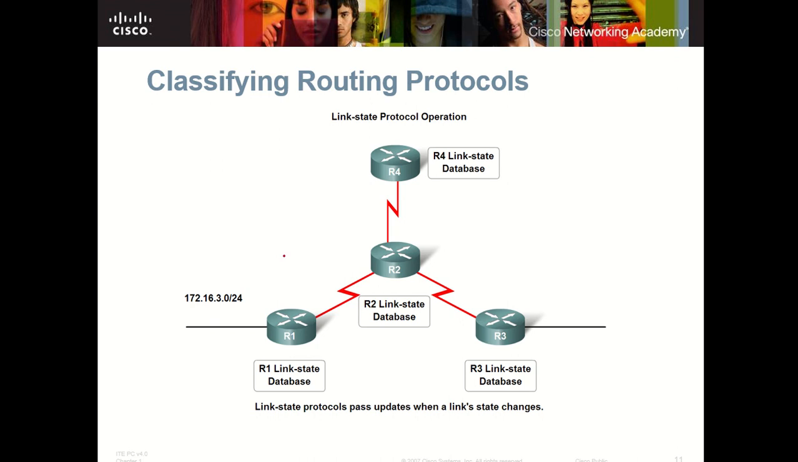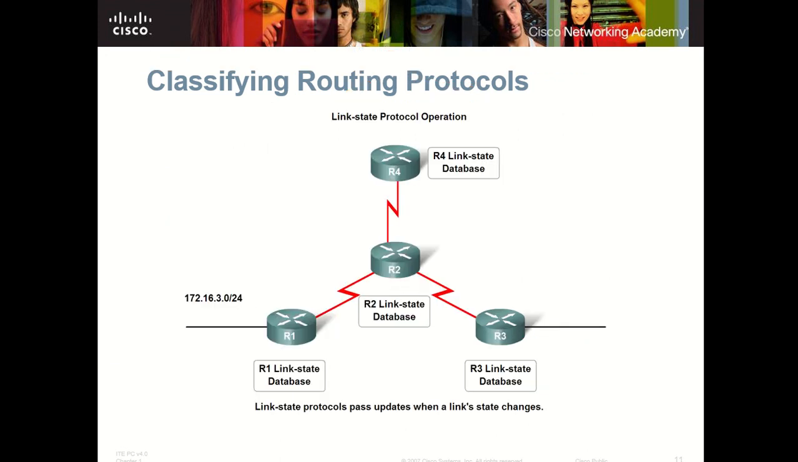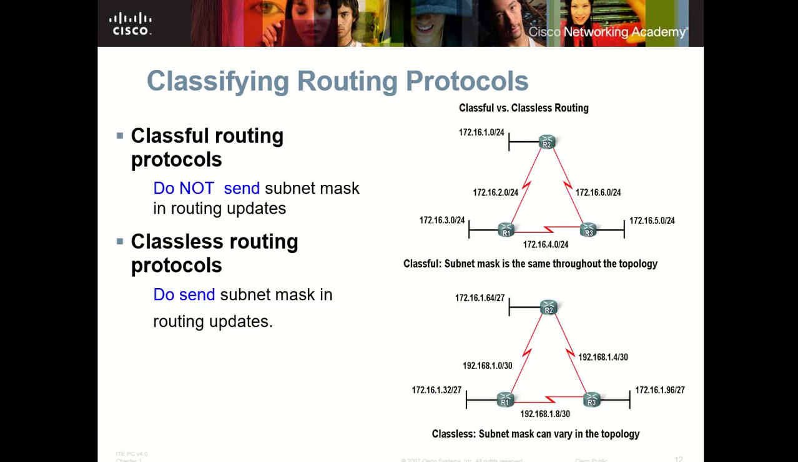Let me go back to the previous slide. Okay, so the distance vector protocol works like this. A distance vector protocol periodically passes the entire routing table. That means distance vector has a specific time at which it updates its routing table so it can advertise to the other routers. While a link state protocol only updates if there are changes in its network. But if there is no update, it won't advertise or pass information to its neighbor networks. Alright?